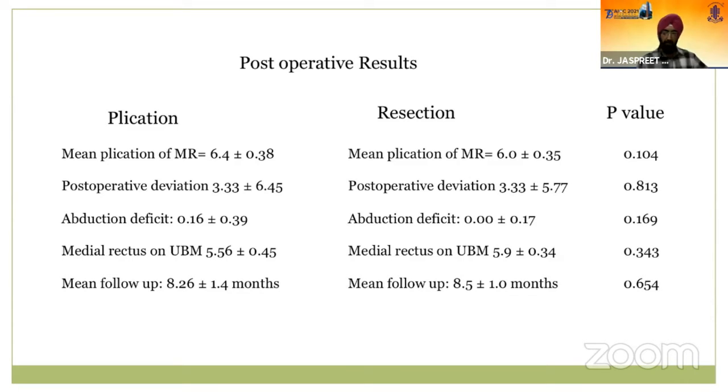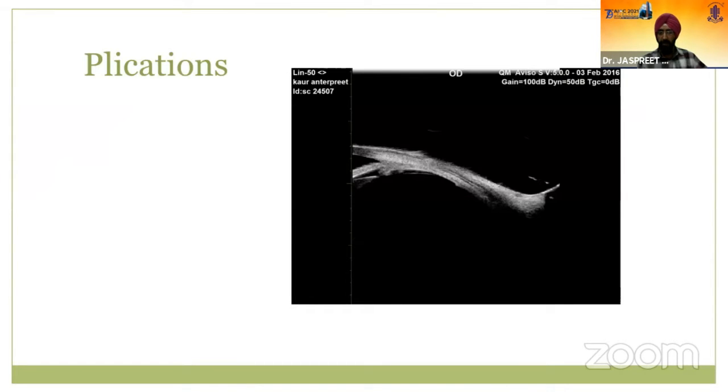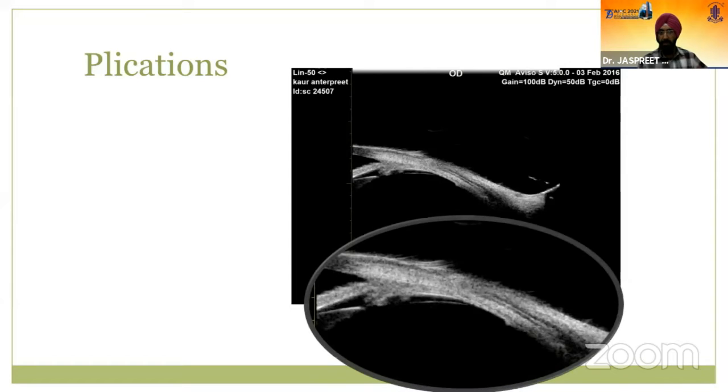So basically, the results are fairly comparable in both of them, and we could identify the muscles on the UBM as well. You can see here the plication. What is happening is it's a double shadow. So that's the difference from resection.